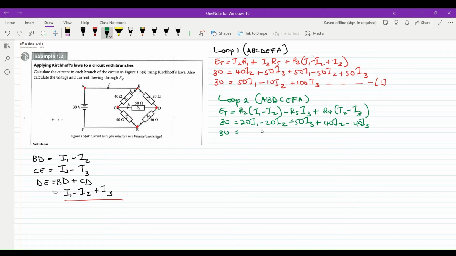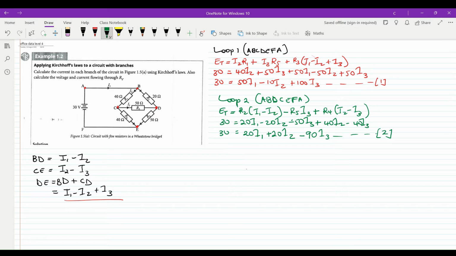How many I1s do we have here? 1. So we're going to have 20I1. We have minus 20I2 plus 40I2. This would give us 20I2. We have minus 50I3 minus 40I3. This will give us minus 90I3. Take that as equation number 2.